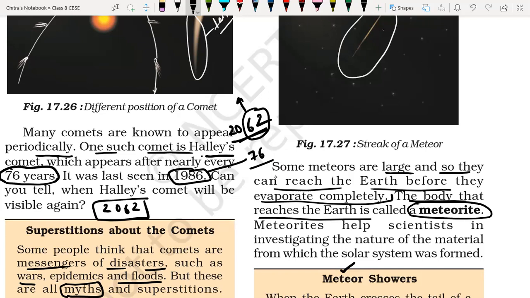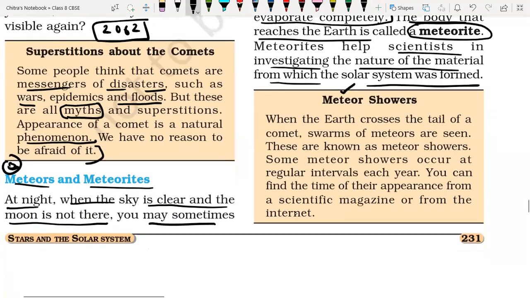Meteorites help scientists in investigating the nature of the material from which the solar system was formed. By knowing the type of material present in meteorites, we can understand how our solar system, our earth, our star, all the members of the solar system were formed. We can get more information by studying such meteorites in detail.